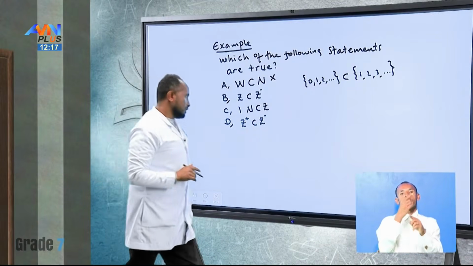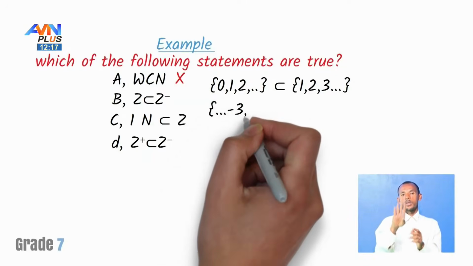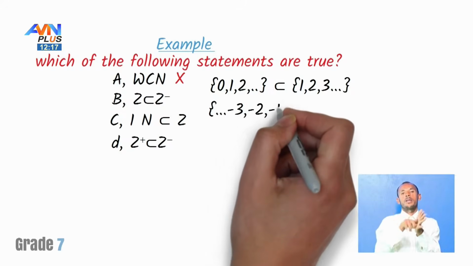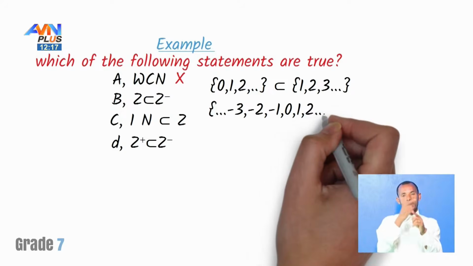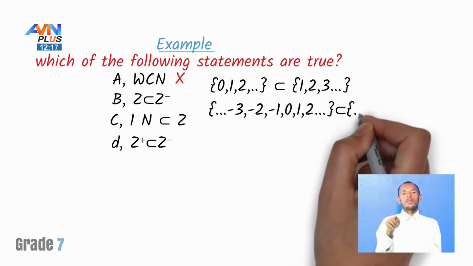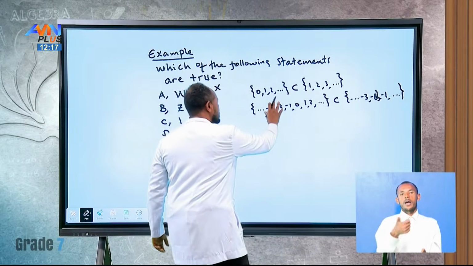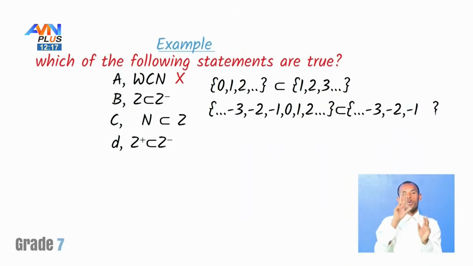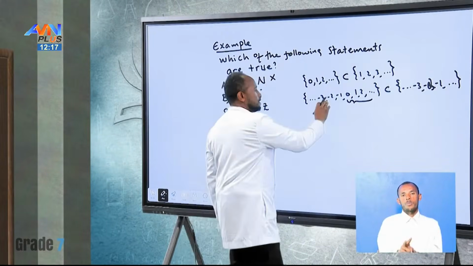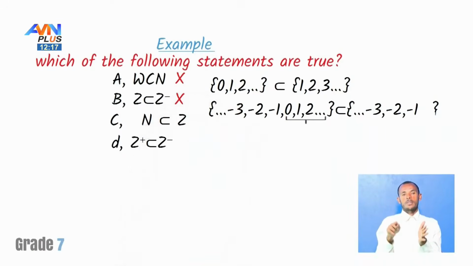Let's see this one. Integer. The set of integers contains -3, -2, -1, 0, 1, 2, and so on. It says proper subset of negative integers: -3, -2, -1. As you can see here, not all elements of the integers are found in this set. Is it true? It's not. For example, the positive numbers and 0 are not found in this set. Therefore, integer is not a proper subset of negative integer. This one is also a wrong statement.